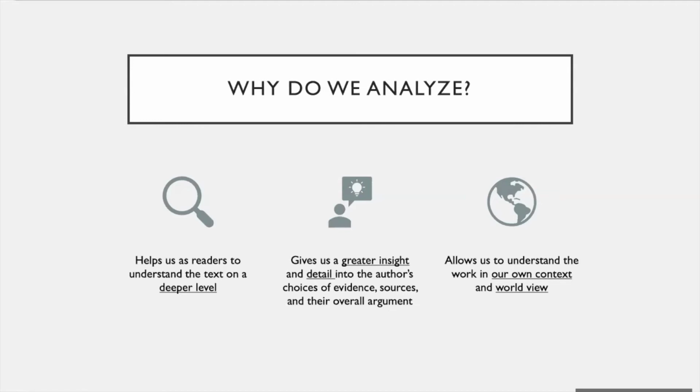Oftentimes it's really important to analyze the things that the author is saying because it informs us about the way in which they've created their argument. So if you have an author, let's go back to our friend John Smith, who's arguing that cats are the best pets, and we notice that all of his pieces of evidence come from one source or sources that are biased, then that's going to shape his argument for better or worse.